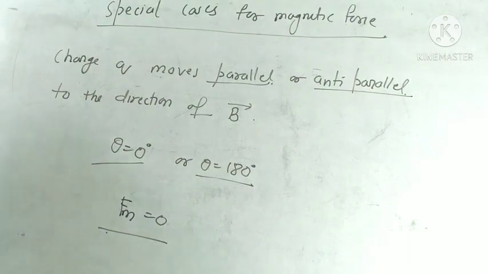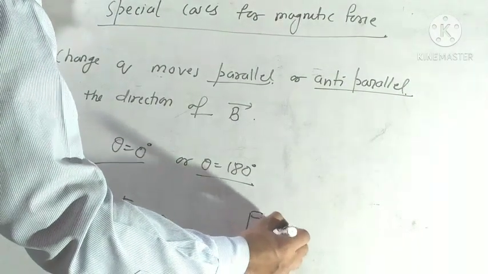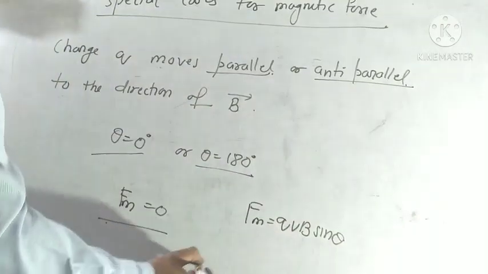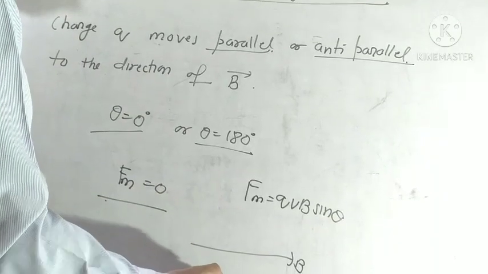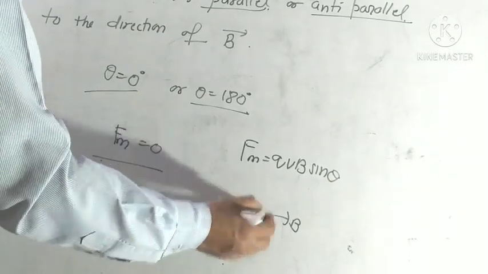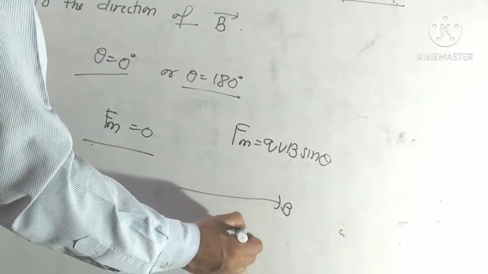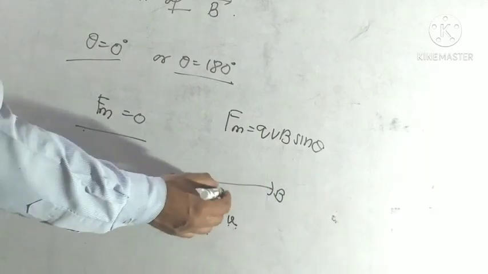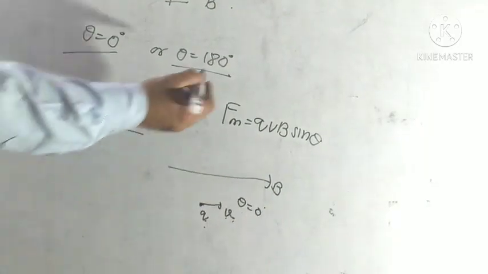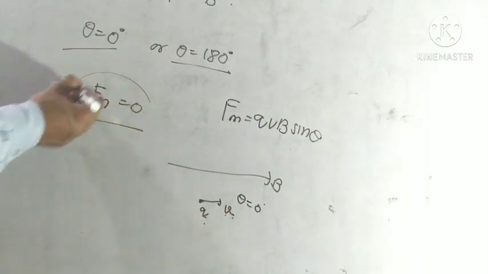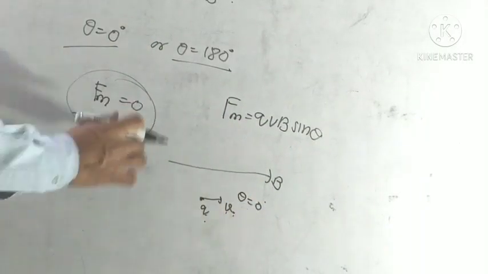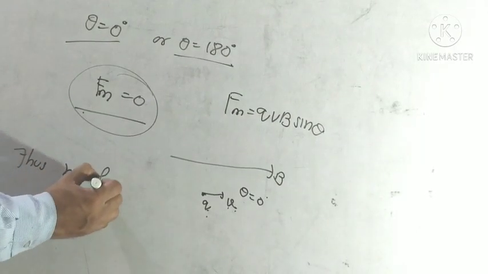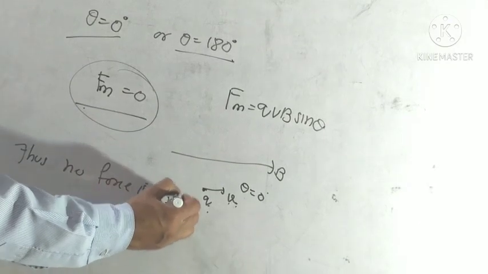Because we already know that Fm is equal to QVB sin theta. When this is the magnetic field and this is the charged particle, and the charged particle moves in this direction, with velocity along the same direction as the magnetic field, then theta is equal to 0 degrees. So when we put theta equal to 0 degrees here, the magnetic force on this charged particle is 0.